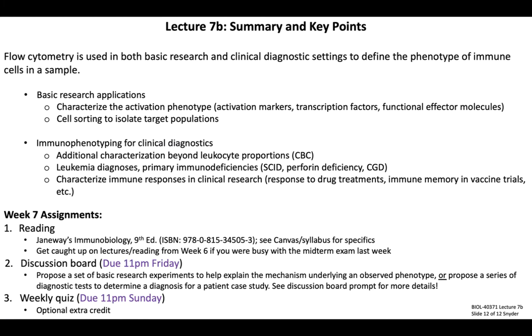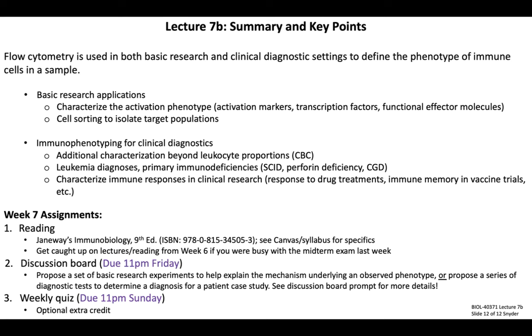In summary, today we've learned about the principles behind flow cytometry and how this powerful tool can be used to analyze experimental and clinical samples in order to define the phenotype of immune cells by evaluating many different parameters at the same time. We've established that this tool can be used in basic research to characterize a lot of information about the identity and activation status of different immune cells in a sample, and that we can also use cell sorting to isolate target populations if we want to conduct further experiments or analyses on these cells. We've also learned about using flow to phenotype immune cells in clinical settings in order to learn more information about a patient's immune cells that can help inform their diagnosis.